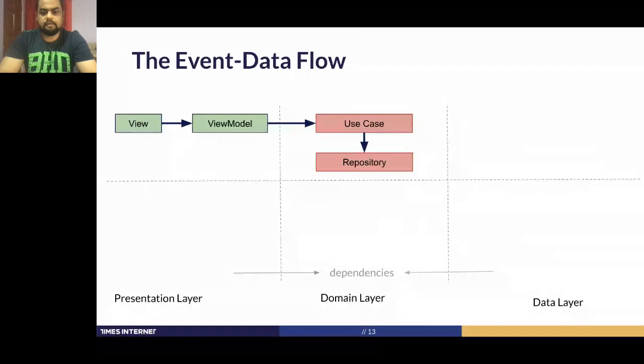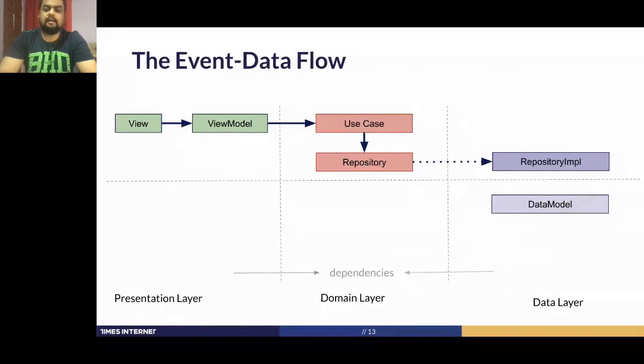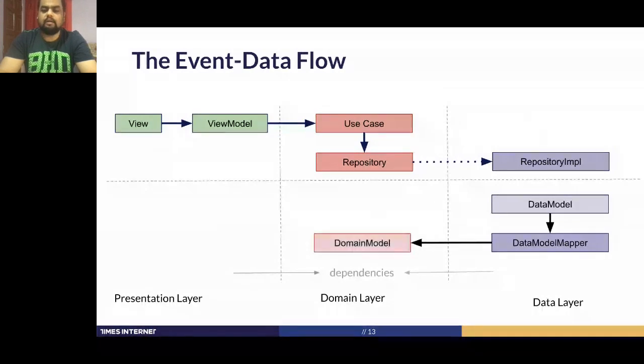So the use case will call the repository. This repository is implemented by the repository implementation. And finally, the repository will fetch the data and create a data model. I'll come to the data model part, why we have a data model and probably different models at different layers, later on. Now, once the data is fetched in the data layer, the data model is mapped by a data model mapper to a domain model. So finally, our business model is what we call the domain model.